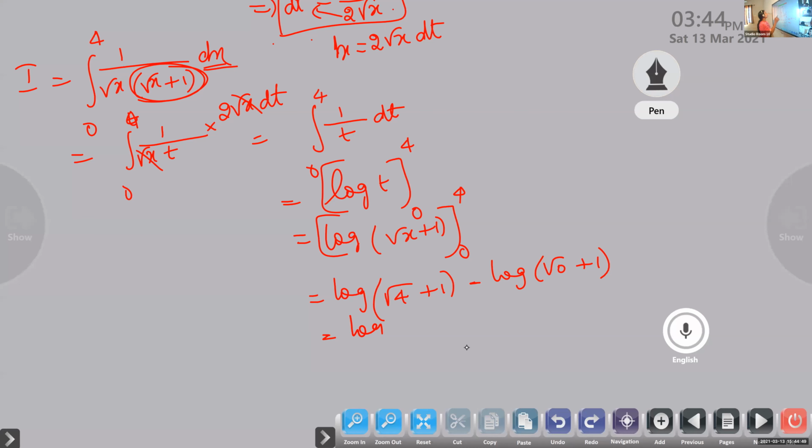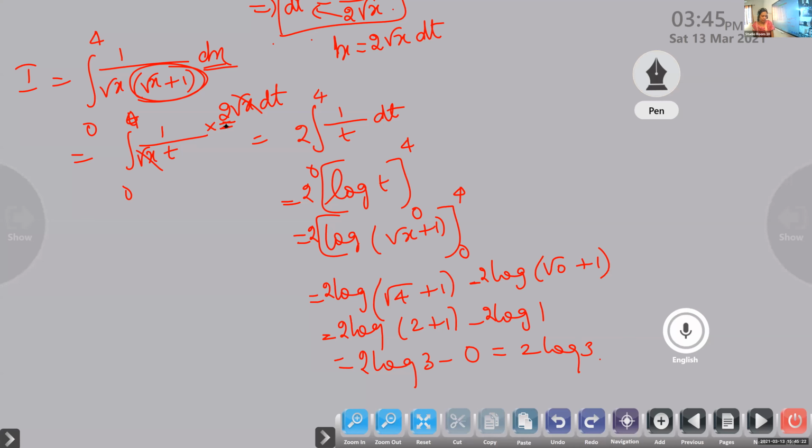Isn't it? I think here, in the beginning, we have a 2. We missed out the 2. It is 2 log 3. So the answer is 2 log 3. Here we have a 2, and when you integrate, this 2 should be taken out. Do this question one more time.